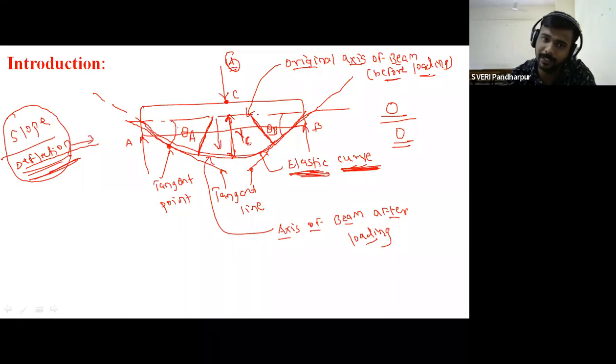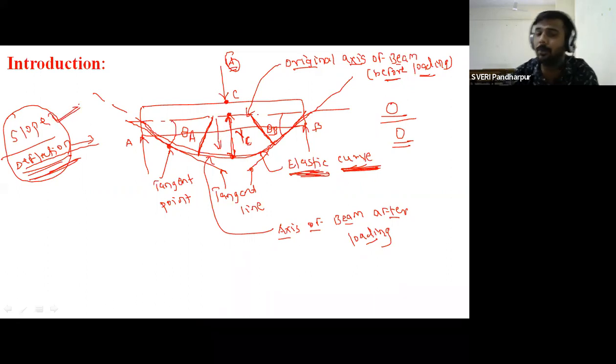So now the deflection we can easily calculate. We just have to measure the vertical distance between the original axis and the deflected axis. Getting? ह्या दोन्ही मधलं कुठल्या जरी दोन पॉइंटला जर आपण डिस्टन्स मेजर केलं तर that distance represents the deflection of the beam. Okay. Now my requirement is that I have to measure the slope.